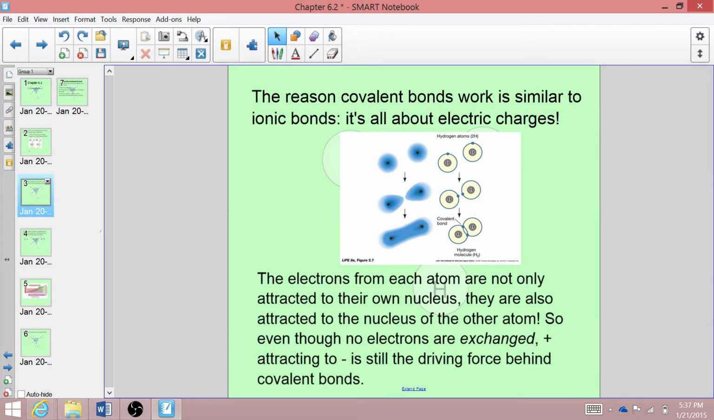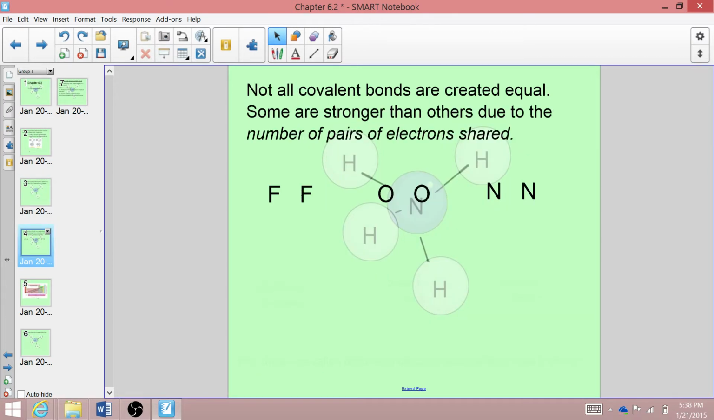So even though no electrons are exchanged, the driving force between covalent bonds is still a positive attracting to a negative. So this nucleus of this hydrogen is not only attracted to its own electron, it's also attracted to this electron, which is what pulls this electron over toward it. Same thing with the other atom. And that's why these two electrons end up being shared by these two atoms to create a full valence shell. Now, not all covalent bonds are created equal. And this is because some are stronger than others due to the number of pairs of electrons that get shared.